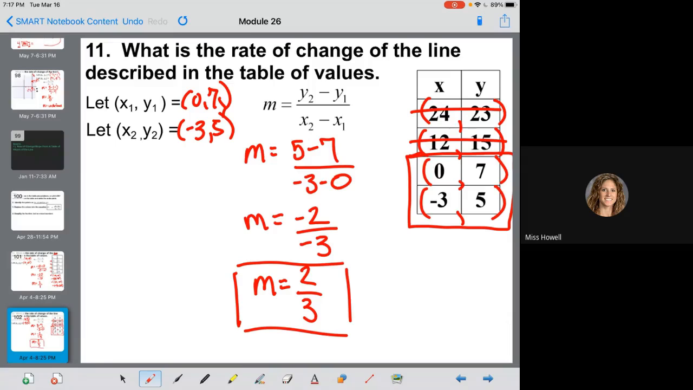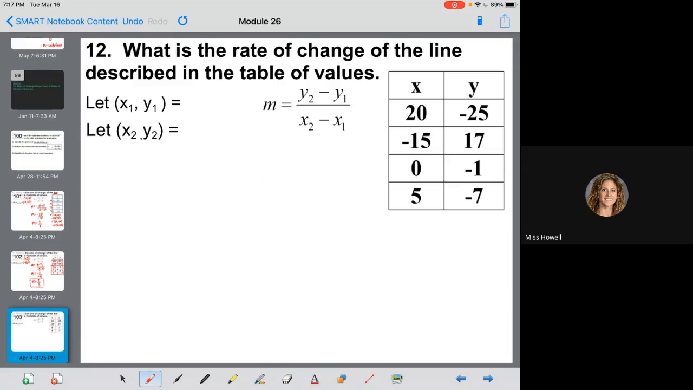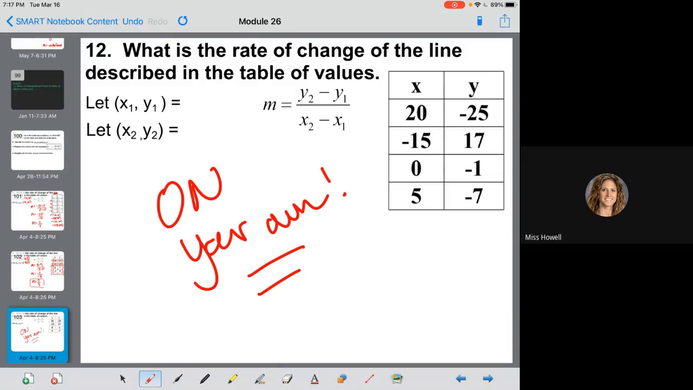So if we were to graph these 4 points and connect them, we'd have an up the mountain line, and more specifically, an up the mountain line that goes up 2 to the right 3 before it gets back to a perfect location. All right, number 12, you try this one on your own. Try it. Pick out any 2 you want. If it were me, I'd probably use these guys.